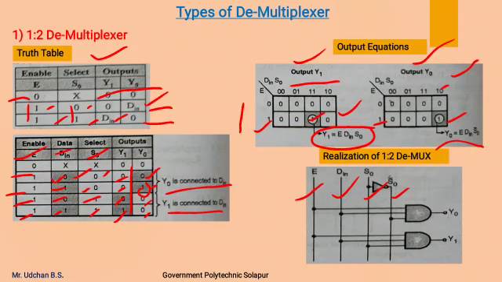So to get Y1 we use an AND gate. To that, E input, data input and S0 inputs are connected. This is Y1, where we get a Y1 output. To get Y0 we use another AND gate, to which enable input, data input and S0 bar line are connected to get a Y0 output. This is how we can design a 1:2 demultiplexer.